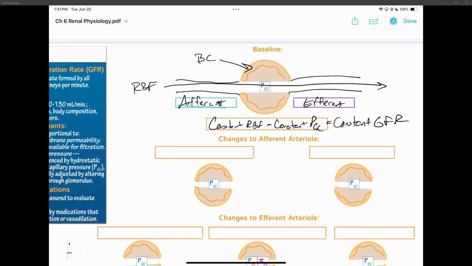Now, let's change the afferent arteriole. What are two things you can do to an arteriole? There's only two things. Constrict or dilate. So let's change it up. Let's constrict it. So we're going to constrict this vessel going in. Coming out, still normal. We have not touched the efferent side. We're just touching the afferent side.